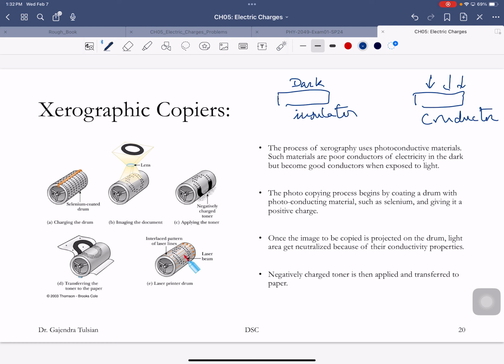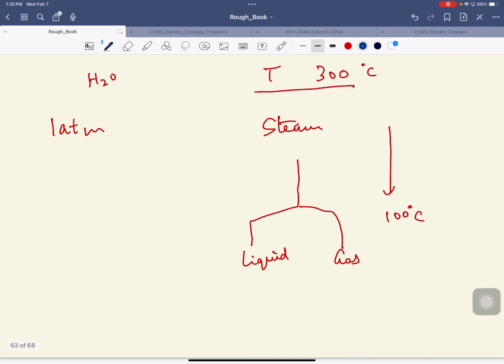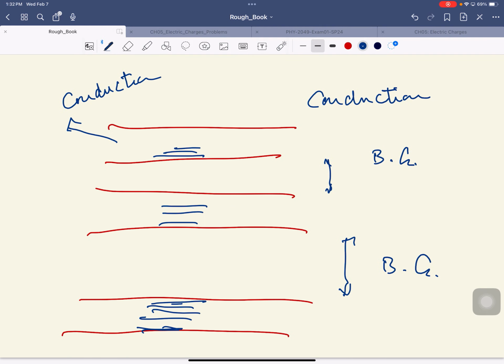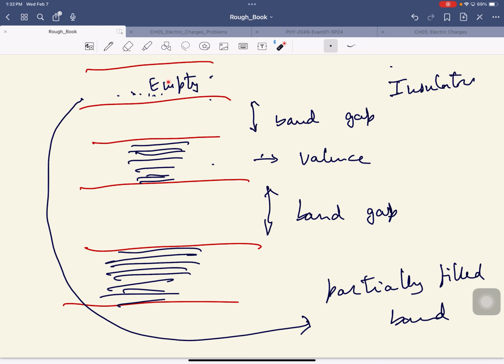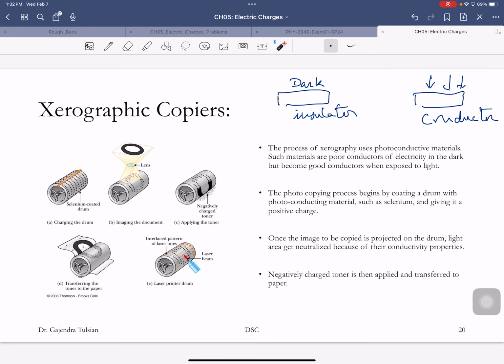What do you think is happening? How does it happen? It turns the light into electricity. So remember, let's go back to our model. This is an insulator where this band is empty. So you shine light and the electrons are excited from here to there, and then it becomes a conductor. If you shine light, enough electrons are excited there, and then it becomes a conductor. So those are photoconductive materials.